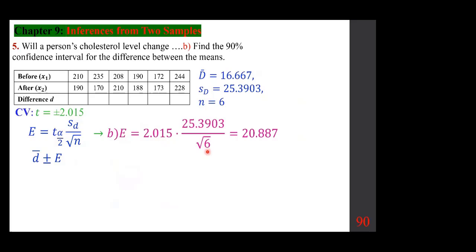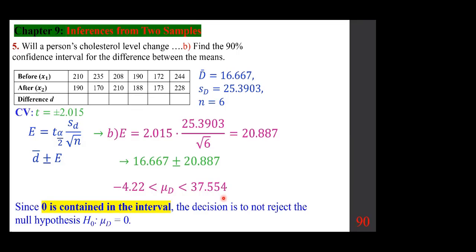Now D bar, add and subtract this number. Therefore, mu sub D is between negative 4.22 and 37.554. It contains 0, fail to reject H0. So you get to the same decision with the confidence interval.